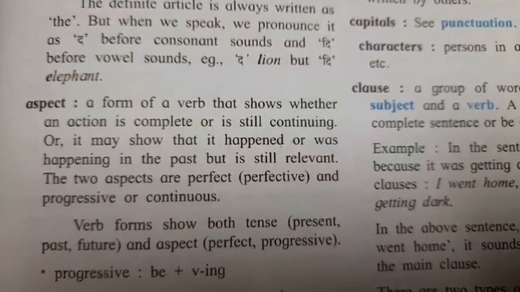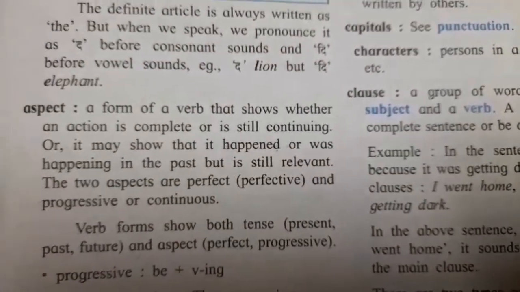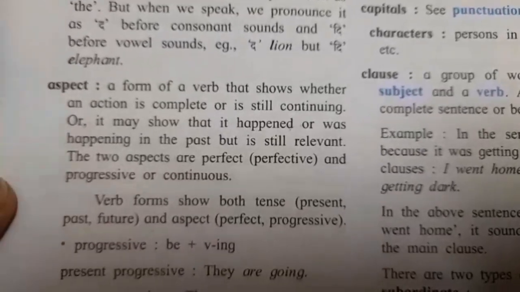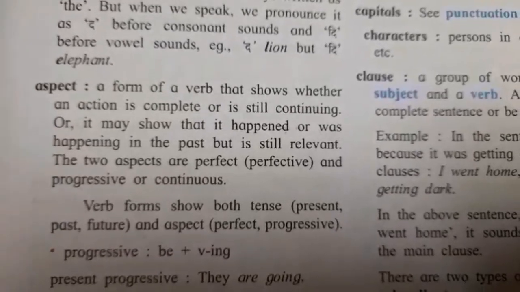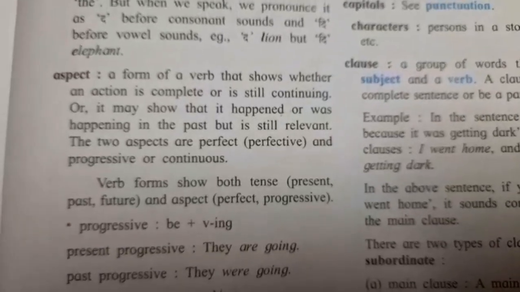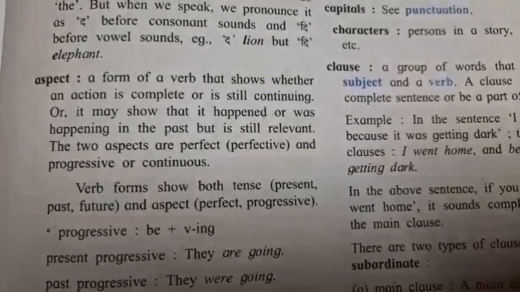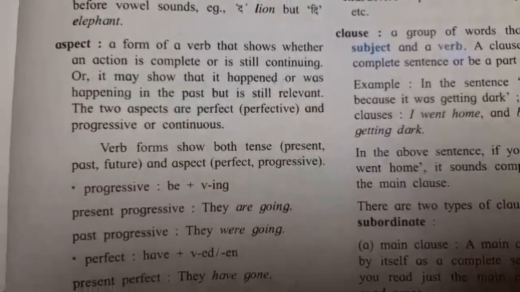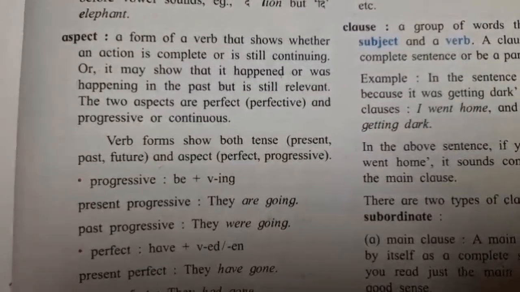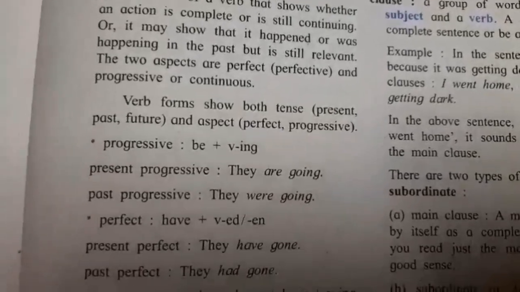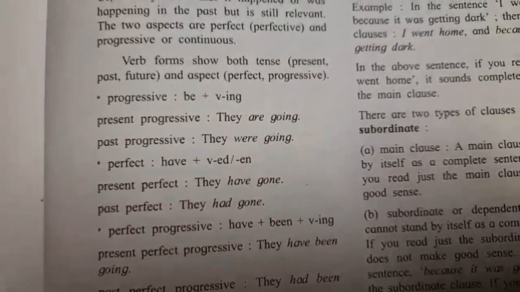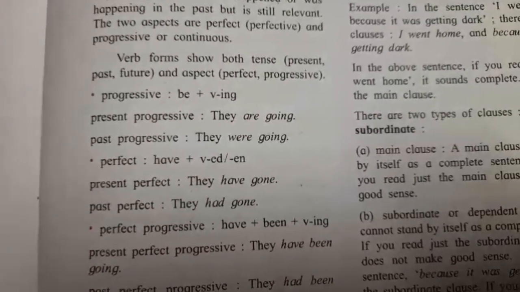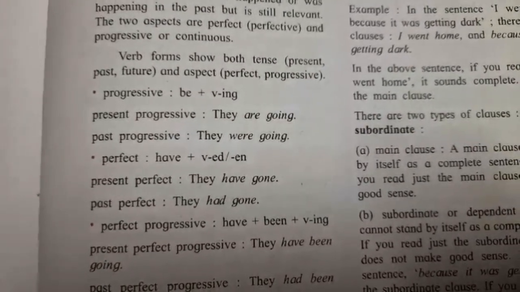Aspect, a form of a verb that shows. Now this is a whole different concept. Aspect, a form of a verb that shows whether an action is complete or is still continuing, or it may show that it happened or was happening in the past but is still relevant. The two aspects are perfect and progressive or continuous. Verb forms show both tense, present, past, future, and aspect, which is perfect and progressive.